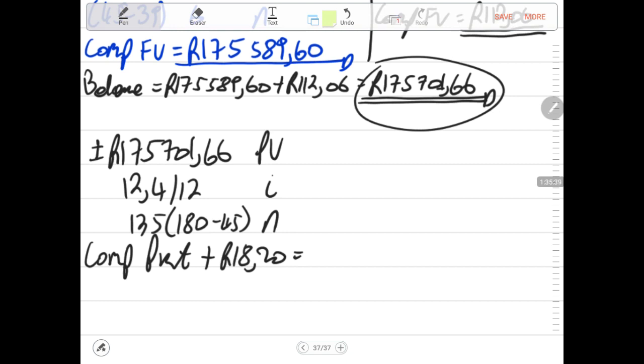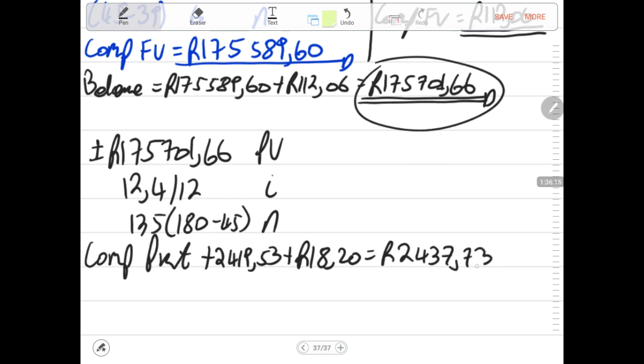What am I looking for? I'm looking for PMT. First of all, the PMT that I get, I want to highlight, is 2,419.53. That is what I get. Now to this PMT, I need to add my administration fee, 18.20. I get my PMT as 2,437.73. So this is the amount that the PMT will increase to, because we missed 6 payments from month number 40 to month number 45.